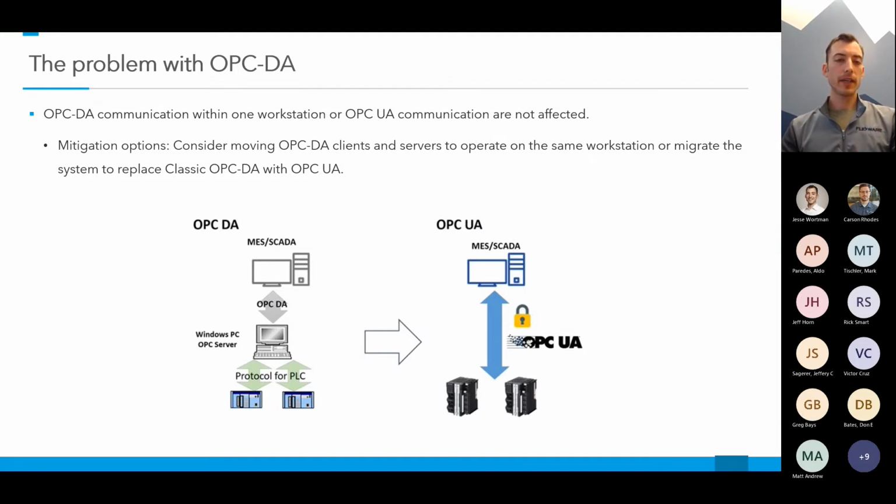But as you can see on this slide, OPC UA is not affected. And that's because there's no middleman Windows device. Your actual server is like your device, like a PLC, or vice versa. So you have a kind of direct path, so it's not affected. So that's why one of the suggestions is to upgrade to OPC UA.